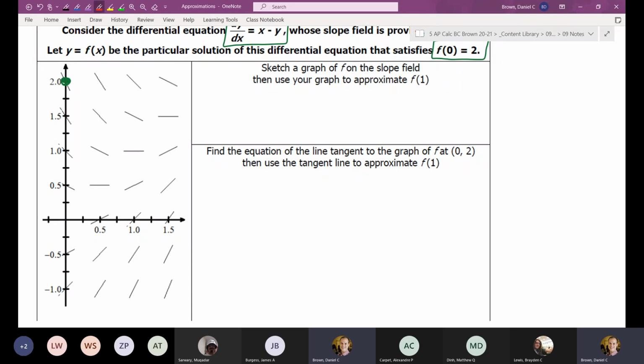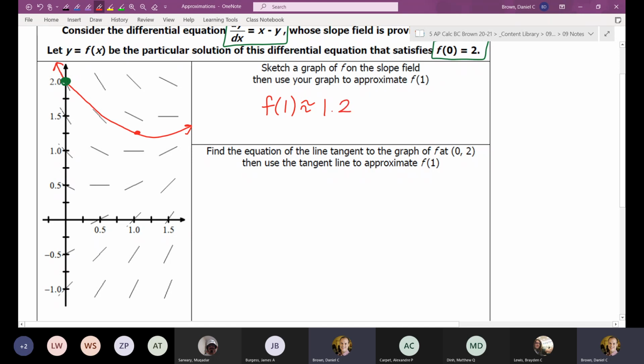And this first question says, hey, sketch a graph of it, and then use that sketch of the graph to approximate f of 1. So again, I'm starting at f of 0 is 2, and I'm going to follow the slope fields. Again, just let the slopes be my guide. And so my function, whatever it is, looks something like that. Is that perfect? No, but we're just using the slope field to guide us to the correct answer. So then I can estimate it. I don't know what f of 1 looks like exactly, but I can estimate it by using that curve that I drew in. Using that curve that you've drawn in, what would you say f of 1 is approximately?